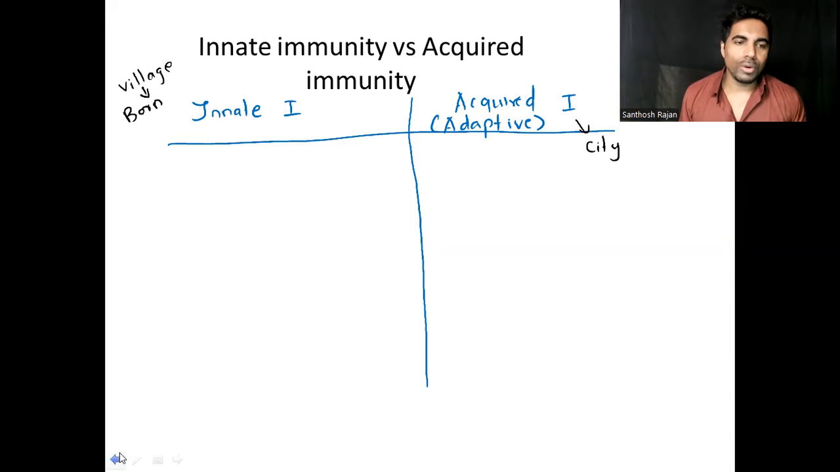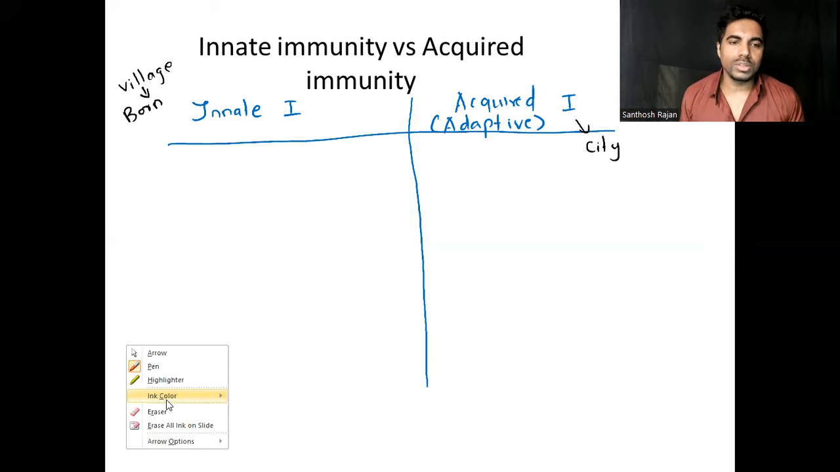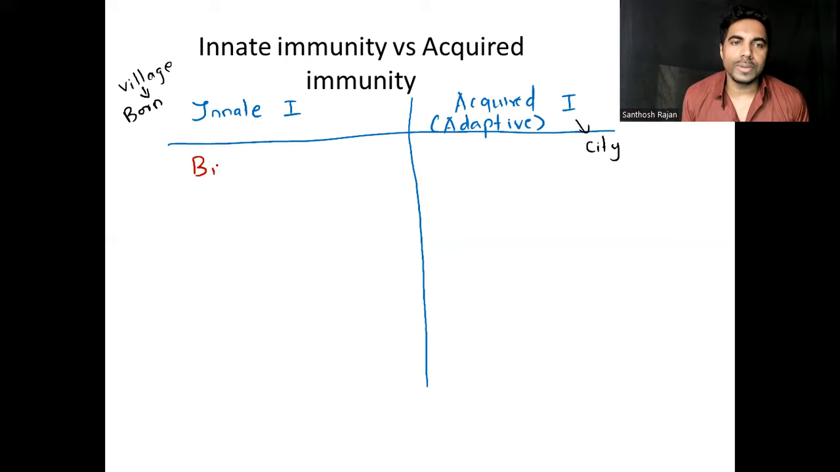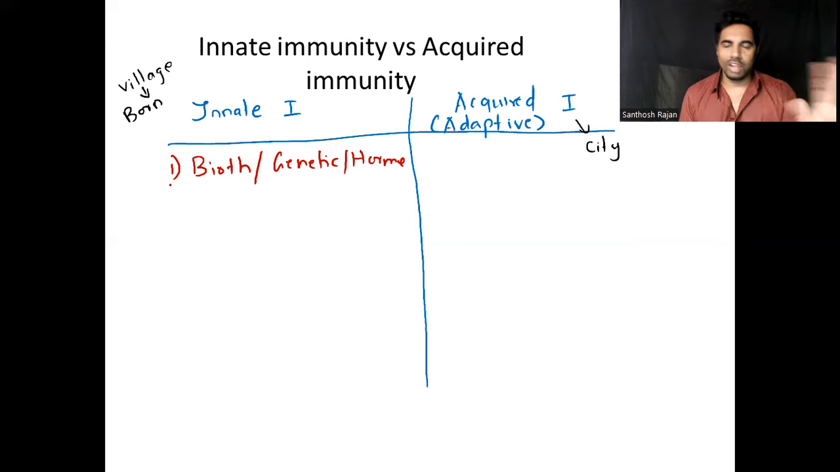So now, what are the points we are going to stress here? In innate immunity, what questions can they ask? First of all, you should know innate immunity is since birth. That means it depends upon the genetic constitution. It depends upon the hormones, everything. Everything has an important role.